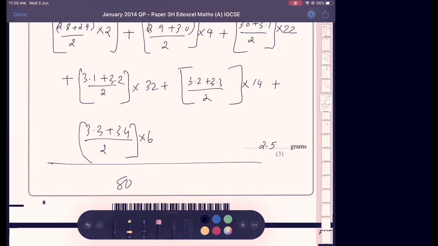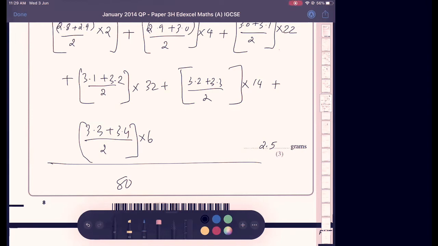So 2.85 multiplied by 2 plus 2.95 multiplied by 4 plus 3.05 multiplied by 22 plus 3.15 multiplied by 32 plus 3.25 multiplied by 14 plus 3.35 multiplied by 6, divided by 80.